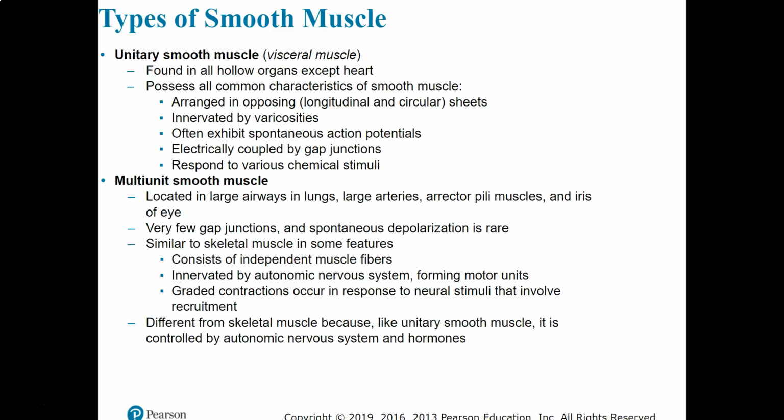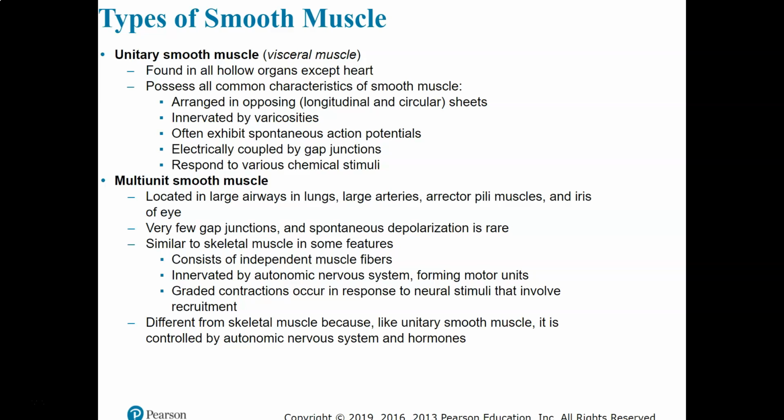Instead, it's going to be innervated by the autonomic nervous system and arranged into motor units. And because it's arranged into motor units, that allows us to have graded contractions, just like skeletal muscles. Again, that's the ability to determine the amount of strength in the contraction by determining how many motor units are recruited.